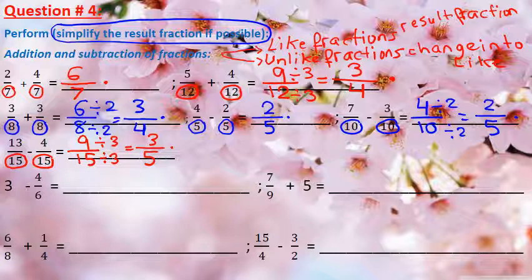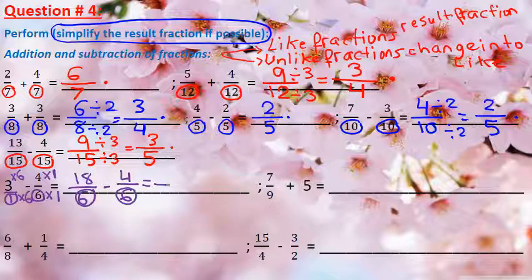Now 3 minus 4 over 6. 3 is a whole number. We should change it into a fraction, so we write 3 over 1. Now here the denominator is 1, the denominator is 6, so these are unlike fractions. We change the unlike fractions into like fractions. How? We multiply the first fraction by the second denominator. So we multiply this fraction by 6, both terms, and the second fraction we multiply it by the first denominator, by 1. 3 times 6 is 18, 1 times 6 is 6, minus 4 times 1 is 4, 6 times 1 is 6. Now we have like fractions.